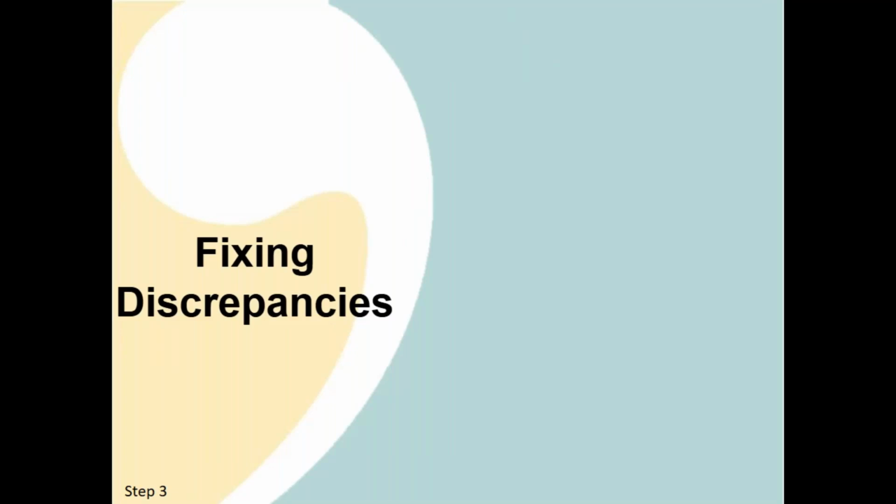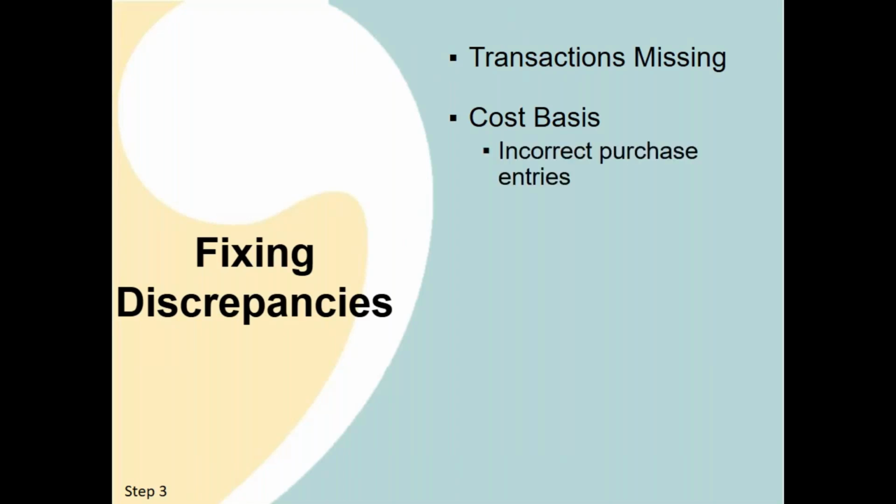Here are some things that can cause issues. You may have transactions missing. If so, you will need to find out what they are using statements and reports from your broker, and they will need to be added to bivio. You may find that broker cost basis numbers do not agree with your bivio records. If so, you will need to investigate and determine why, and then fix the entries in bivio that are causing the problem. Cost basis differences can be caused by things like the incorrect entry of a stock purchase.